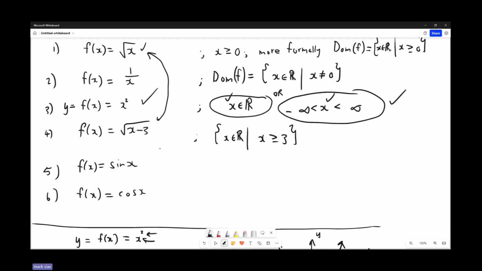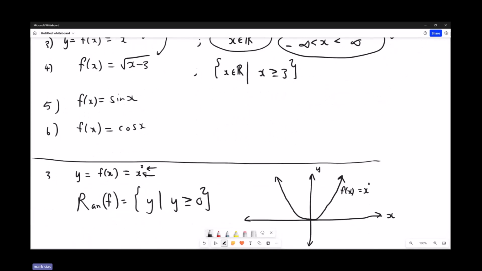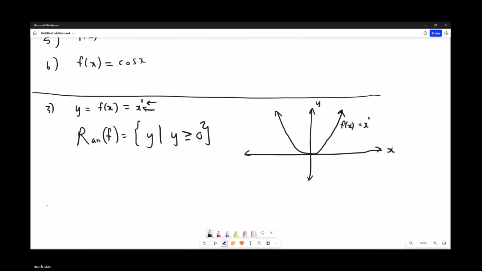Can I ask you a question, guys? For number 4, just to check with you, so this was number 3. Can anyone venture an answer with regard to the range of that function, the range of f?